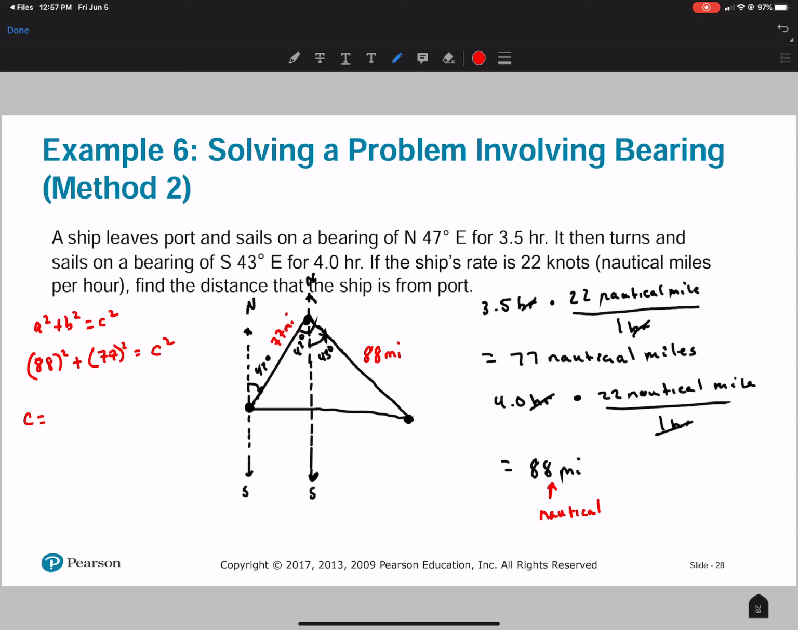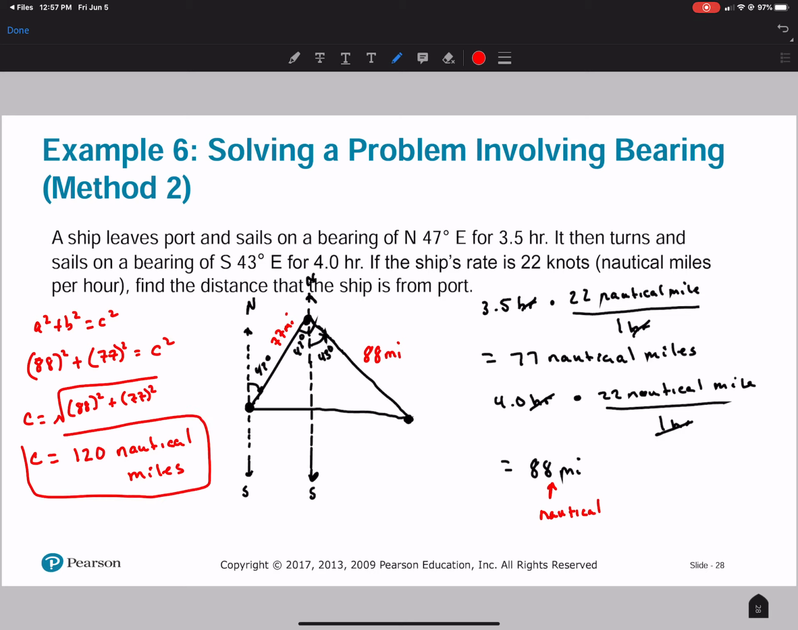So we know that c is just equal to the square root of the 88 squared plus the 77 squared. So c is just equal to roughly 120 nautical miles. So make sure you put that in your calculator so you can check your answer. Make sure if you have any questions about this, you contact me.